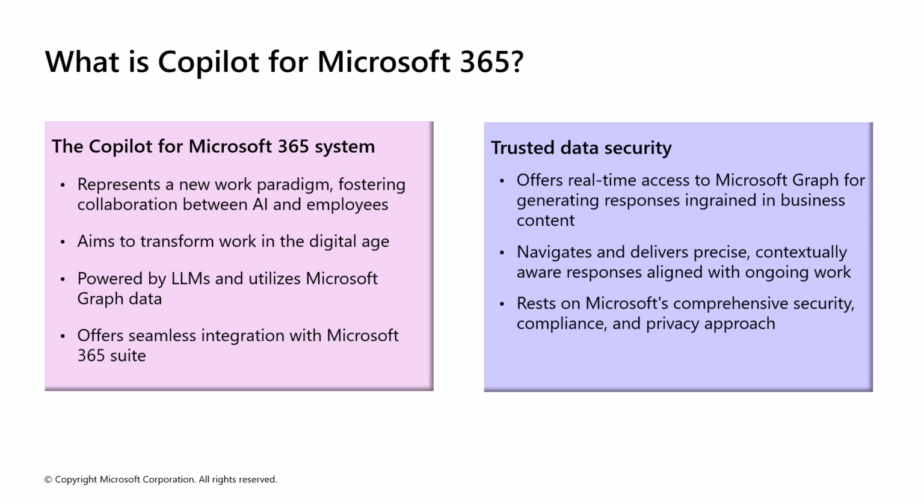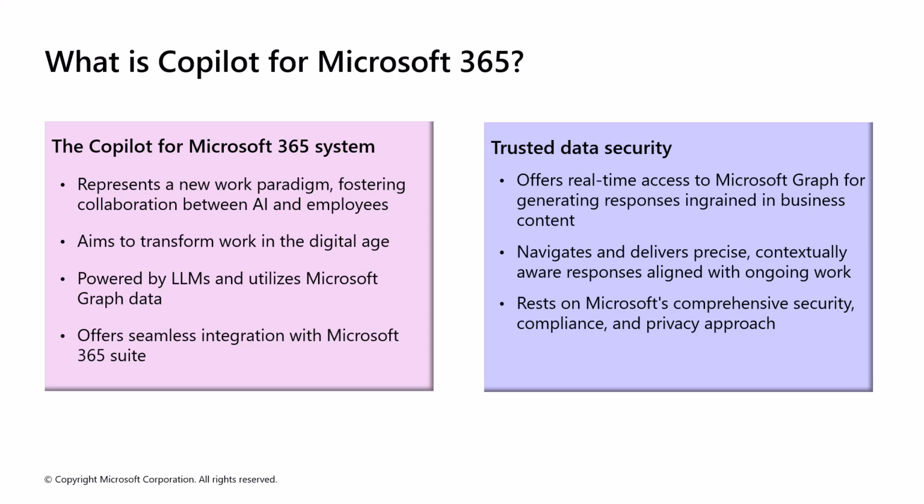And around trusted data security, what Microsoft 365 Copilot offers is real-time access to Microsoft Graph for generating responses ingrained in business context. Basically, the Microsoft Graph is like an intelligent system that powers Microsoft 365 and other applications in Microsoft 365. On the data security part, it helps to navigate and deliver precise, contextually aware responses which align with ongoing work.